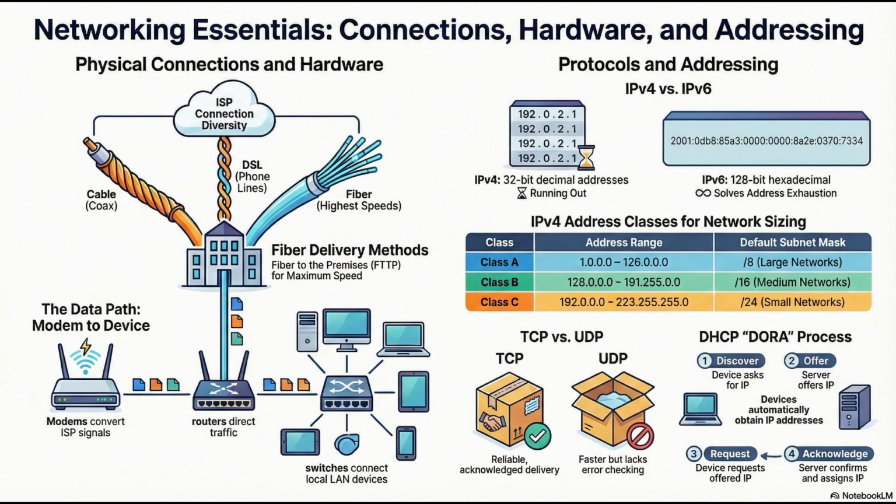Okay, so we've got the signal to the building. Now we have to deal with the hardware inside. And this is where I think a lot of people, myself included, get confused. There's usually a box in the closet or under a desk with blinking lights. Is it a modem? Is it a router? Is it both? That is the most common confusion in home networking.